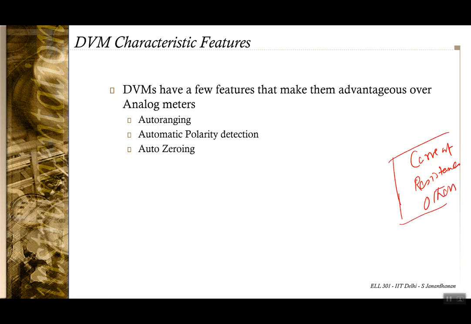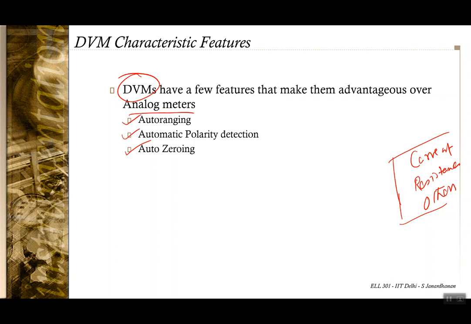So before we delve into that, we will have a more detailed look into some of those features that make digital voltmeters advantageous over analog meters. We had mentioned these in the last lecture itself. They are the ability to have auto ranging, automatic polarity detection, and auto zeroing features in digital voltmeters.